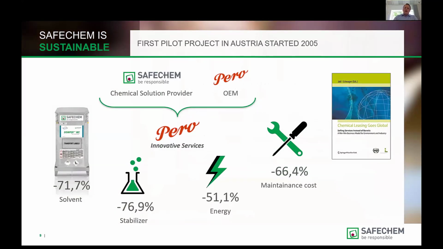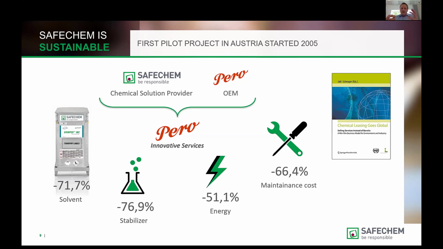Well, the first pilot project was established in 2005. It's also part of this book, which some of you might have seen, where it was one of the case studies. So we did this one together with the machine manufacturer. Pero is one of the producers of this closed hermetically sealed cleaning equipment, and together we were working here with a specially founded company, Pero Innovative Services.